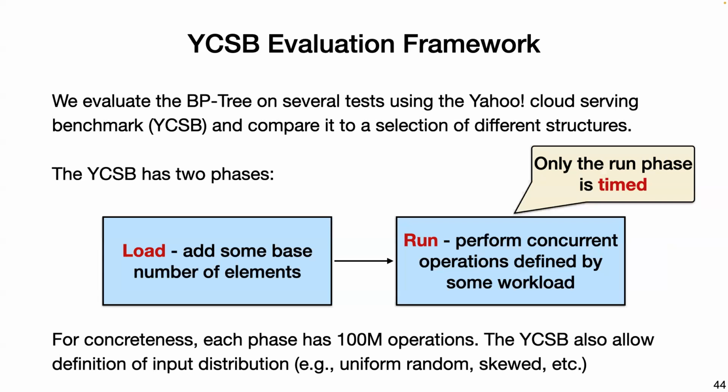The second part is called run. In run, some workload is defined with some breakdown of operations, and you can also pre-generate those. You run those operations all concurrently, and this part is timed. Often, though not necessarily, the two phases are equal in size in terms of number of operations. There's also a question of distribution, but distribution is an orthogonal question to both the operation distribution and this load-run setup. For concreteness in this evaluation, each phase happens to have 100 million operations, and you can also define some distribution orthogonal to the workload distribution and to this breakdown.